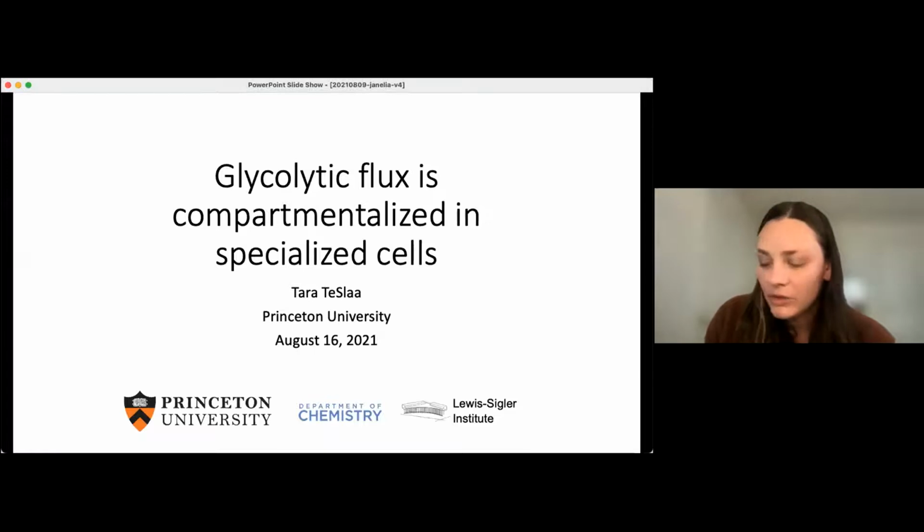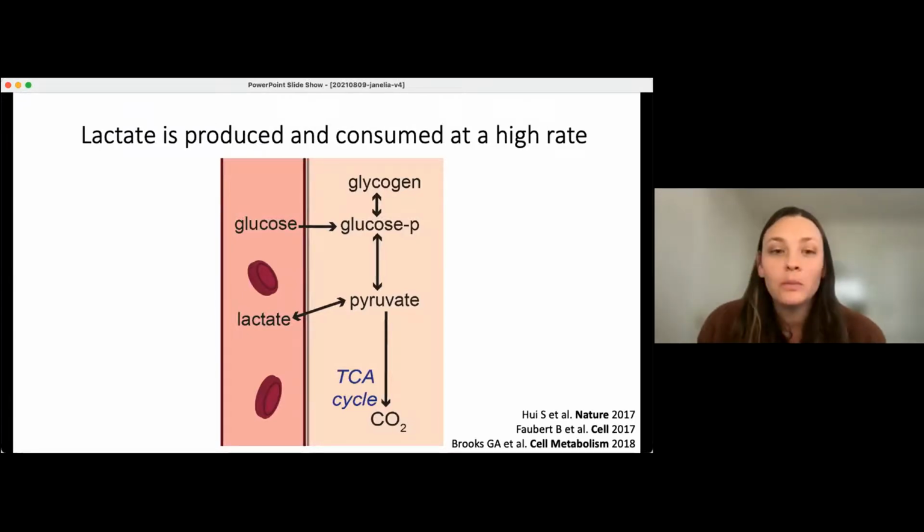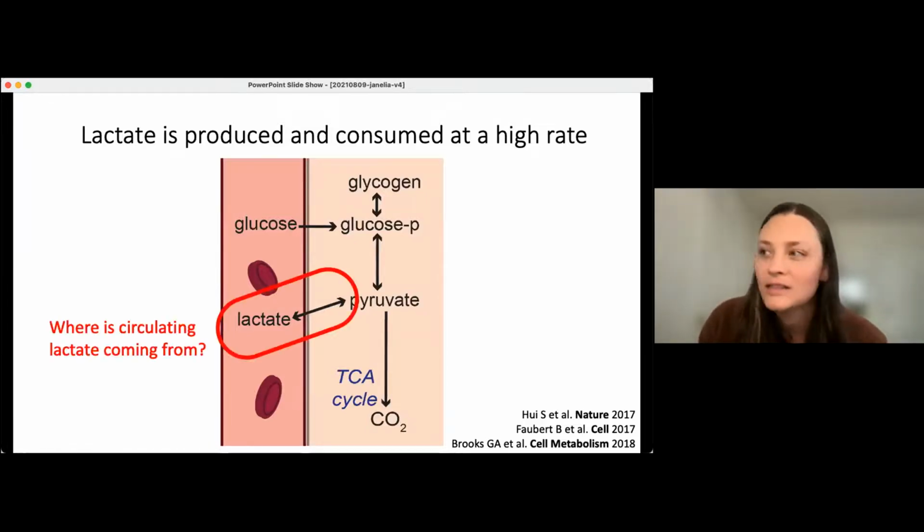So everyone here knows that glucose is a very important circulating nutrient. It's the most abundant circulating carbohydrate, and it's a very important energy source, especially for the brain. What's becoming more appreciated is that lactate is also a very important circulating nutrient, and our lab and others have shown that lactate is both produced and consumed at a very high rate on the whole body level. And I became very interested in this because since lactate is the product of the glucose catabolic pathway glycolysis, this has a lot of big implications for glucose metabolism.